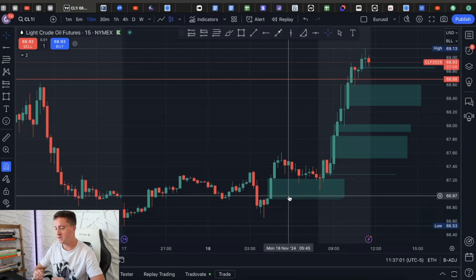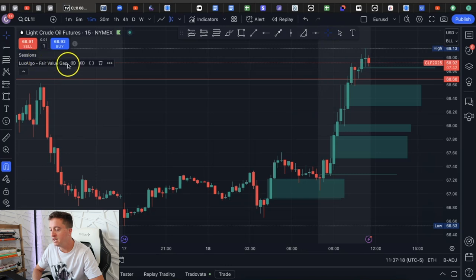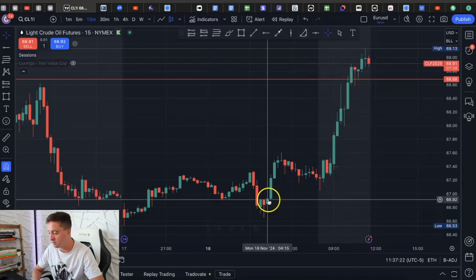So a fair value gap consists of 3 candlesticks. It's a 3 candlestick pattern, guys. So we have the first candle right here that makes a fair value gap. We have the second candle that creates the gap. And then we have the third candle that closes the gap. So realistically, let's say that we didn't have this indicator on. Now you guys can see that we have this gap right here.